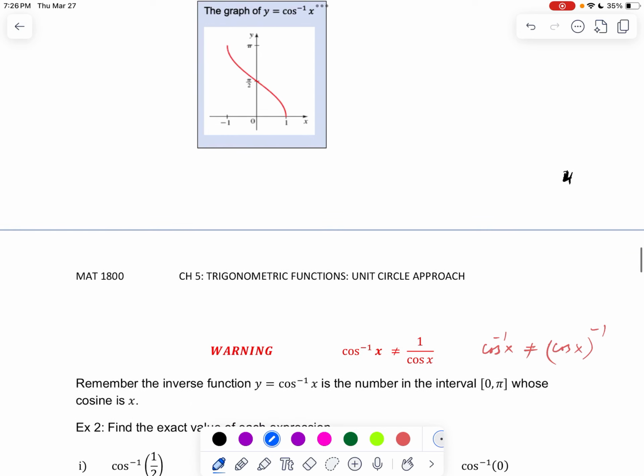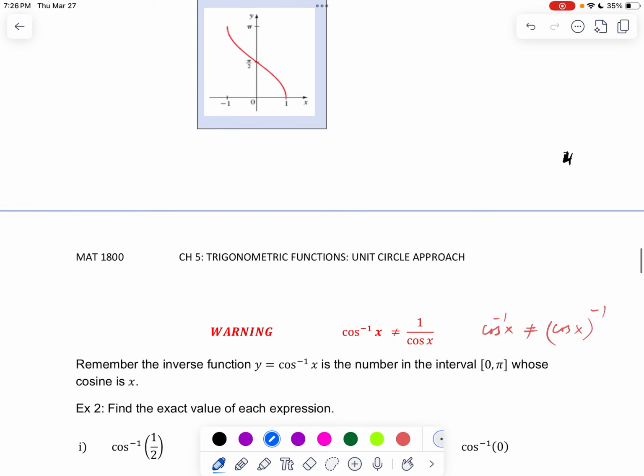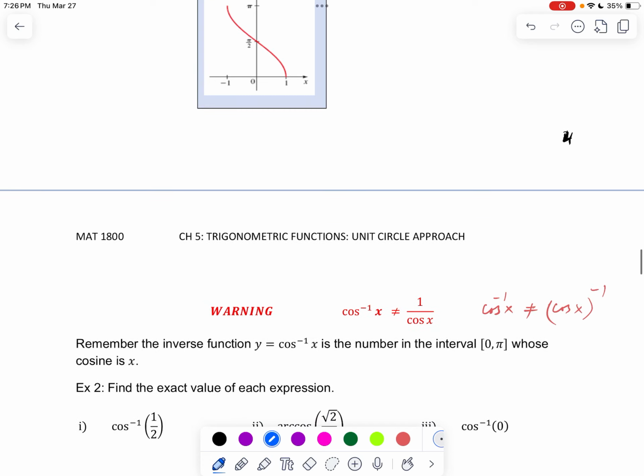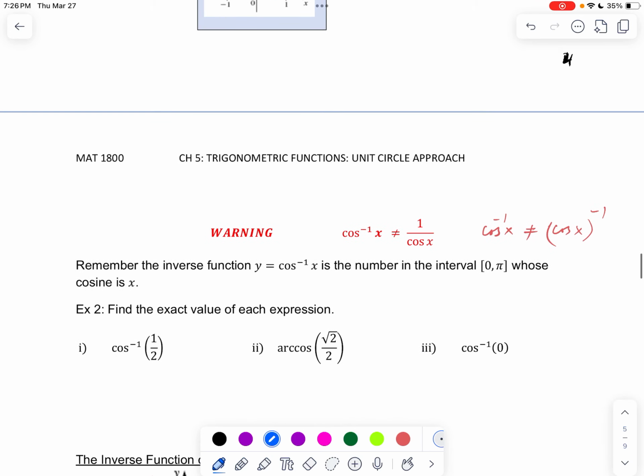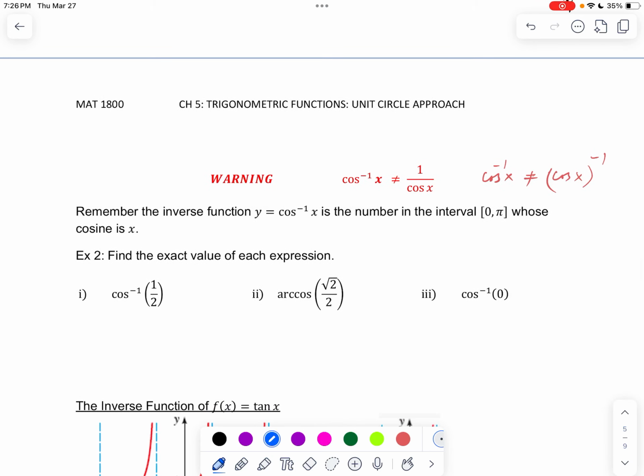Find cosine inverse of 1/2. So what are we looking for? We are looking for a value, a real number t, such that cosine of t is equal to 1/2. But where should t be? Between 0 and pi.